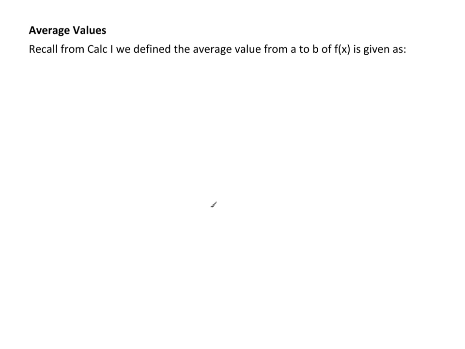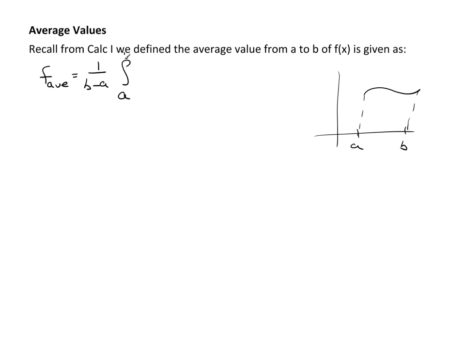Recall from back in Calc 1, we defined the average value from a to b on some closed interval of f of x as being equal to, let's call it f av for notation wise. If my function goes from a to b, then this average, we said, is simply the length of this interval, which is b minus a. So 1 over b minus a times the integral from a to b of f of x dx.